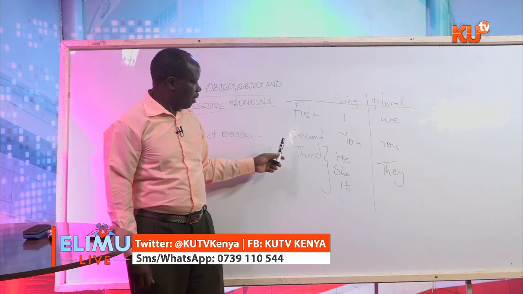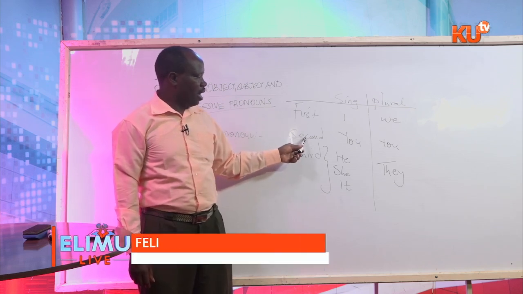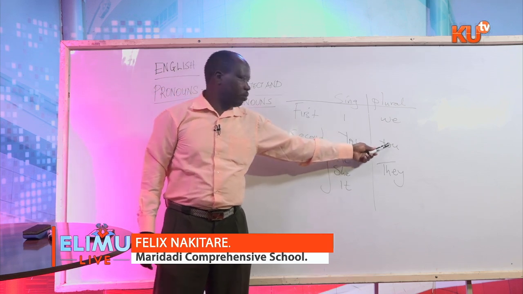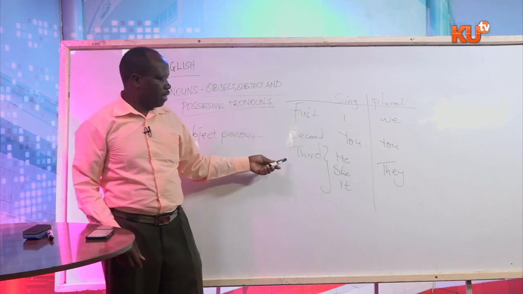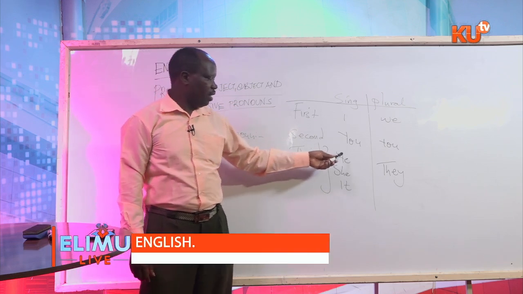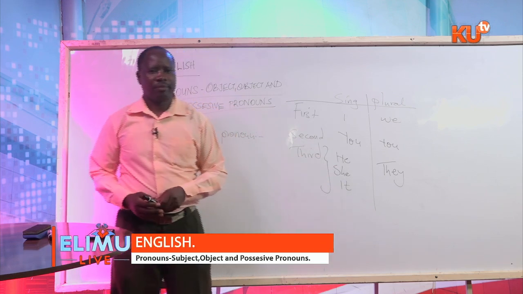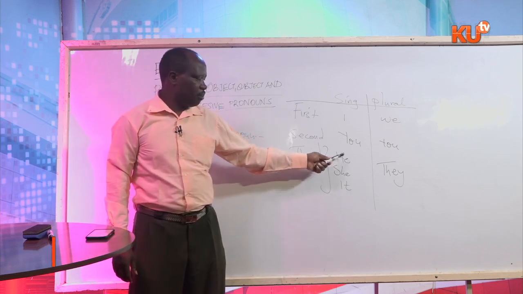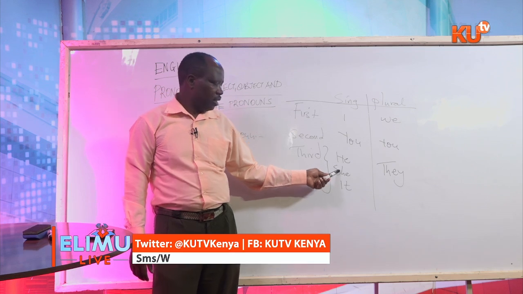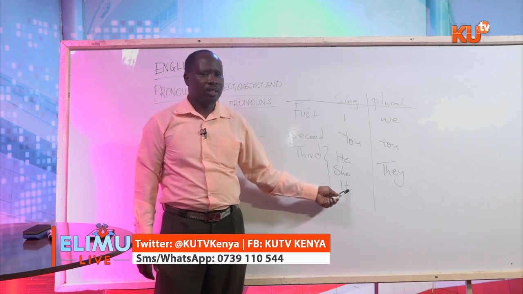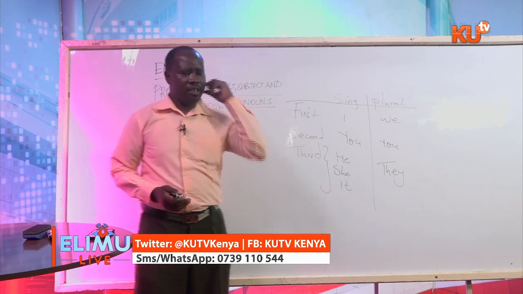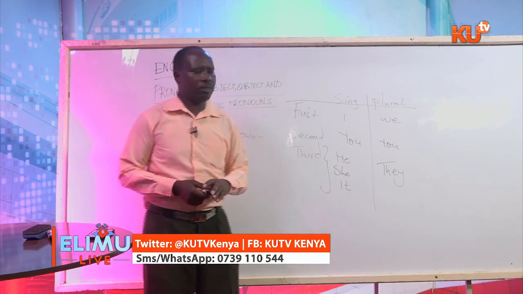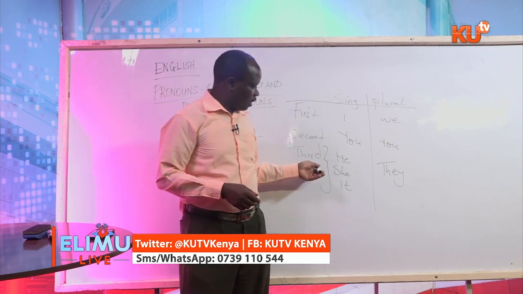When I come here, in the second person singular, we have you. Second person plural, we have you. Then when you come to third person singular, we have he, she, and it. Remember, he is used for a male person or human being, she for a female person, then it is used to refer to animals or non-living things. Then the plural of personal pronoun or subject pronoun for that third person is they.